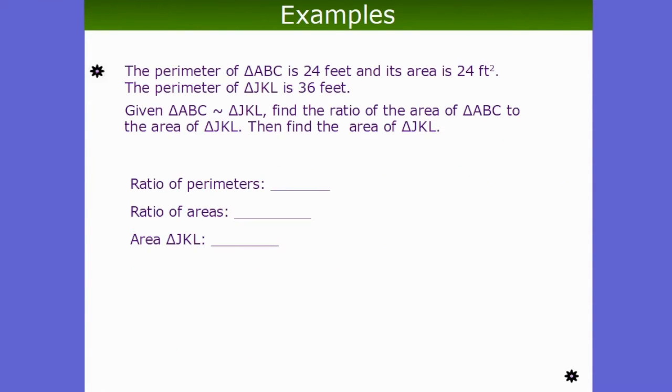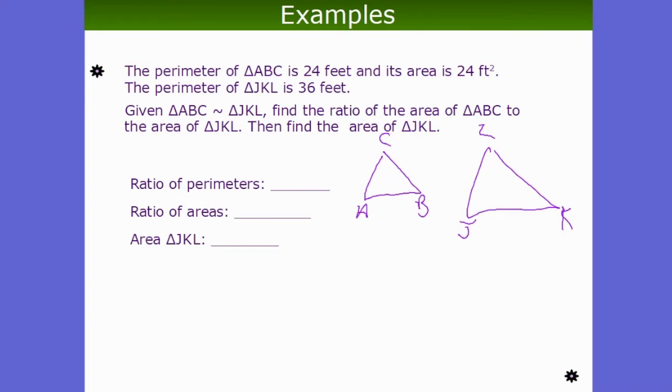So let's look at some examples here. The perimeter of triangle ABC is 24 feet and the area is 24 square feet, which that can happen. And we know the perimeter of another triangle, JKL. So let's draw it first. So just draw two triangles. Here's my triangle ABC. Here's triangle JKL.